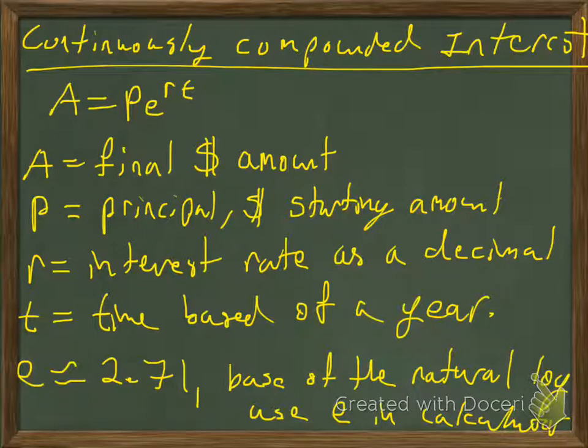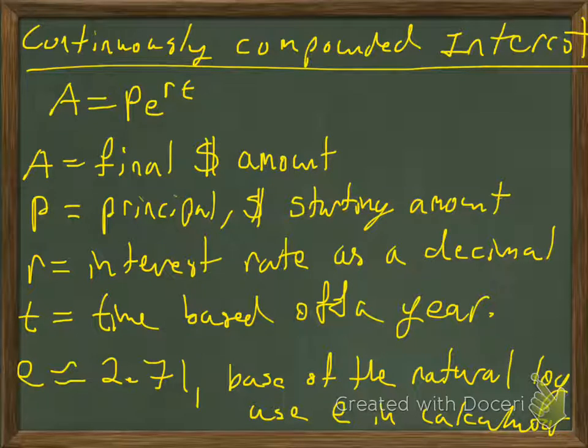For the most part, the players are the same. The amount is A, that's the final dollar amount. P is your principal, that's your starting dollar amount. R is your interest rate as a decimal. Time is T, based off a year, and it's all based off a year. And e is 2.71, the base of the natural logarithm, and just use the e in your calculator.